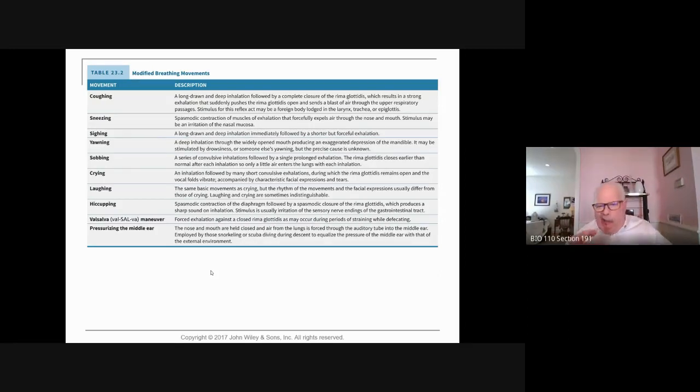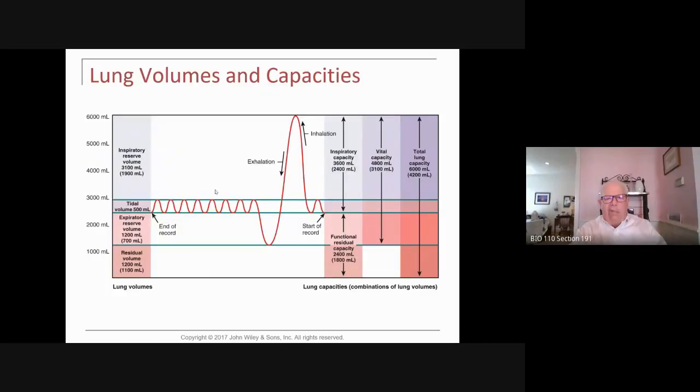There are a lot of abnormal breathing movements. I am not going to ask you any of them. You don't really need to know these. These are not important. I will talk to you about lung volumes and capacities in another lecture. I don't like the way they present it. It's not presented meaningfully. This slide to me is meaningless. It doesn't explain anything, and I will explain it to you in better detail right after this lecture and another lecture.